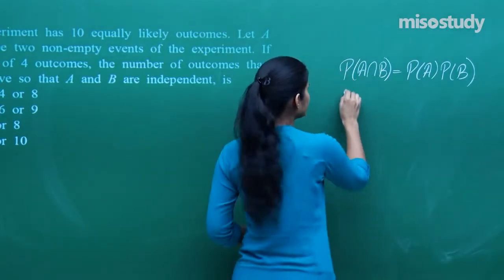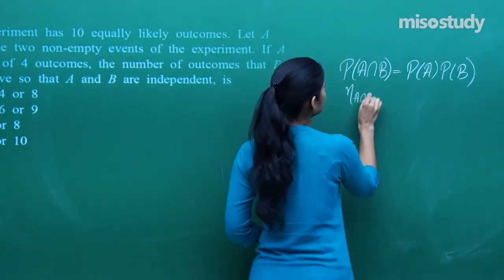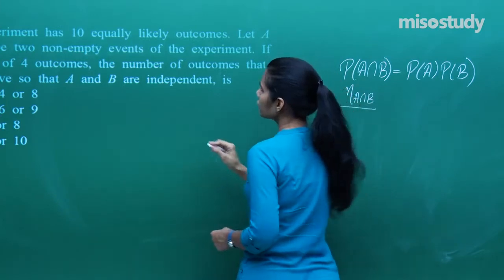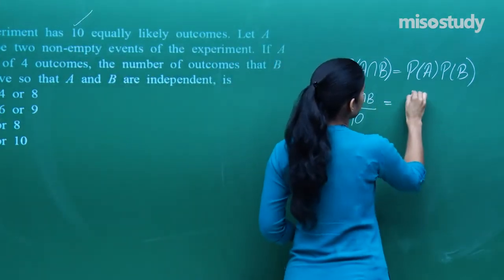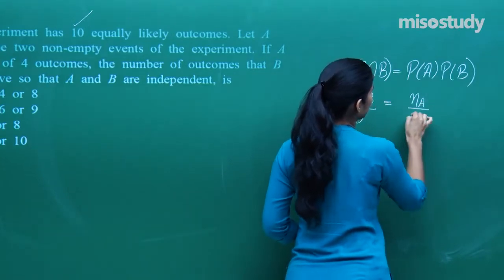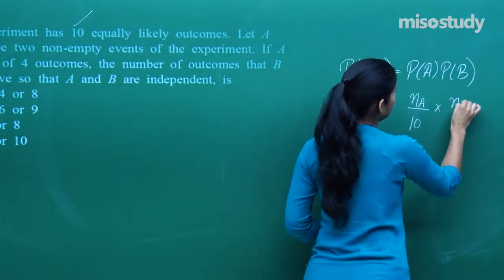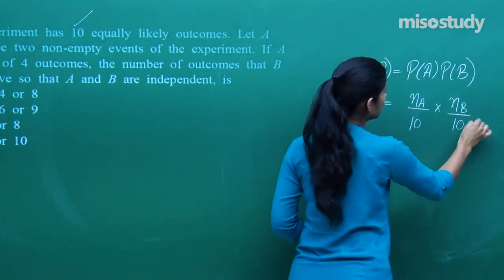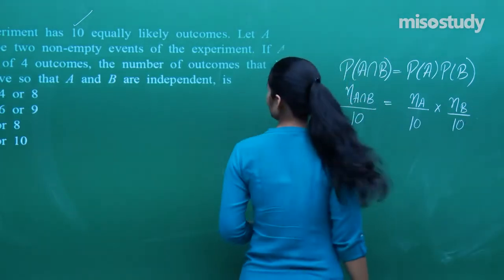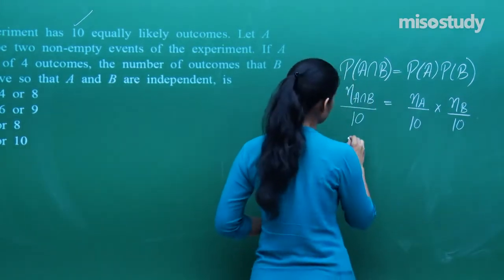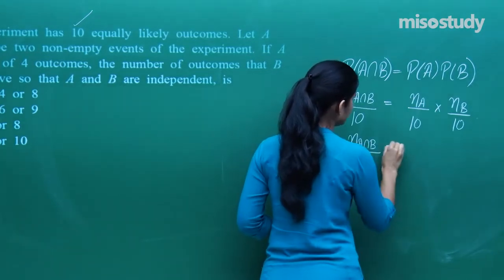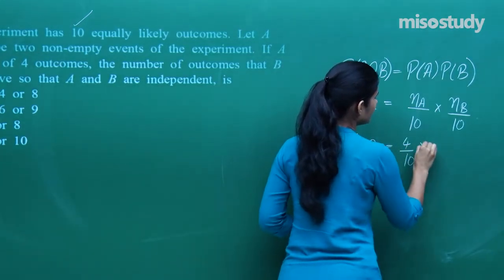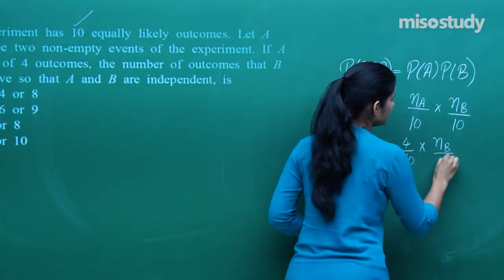Now probability of A intersection B is the number of elements favorable to A intersection B upon the total number of outcomes. So the total number is 10. Probability of A is the number of elements favorable to A upon 10, and same way for B. Number of elements favorable to A are given to be 4. So this becomes n(A intersection B) upon 10 equals 4 upon 10 into n(B) upon 10.